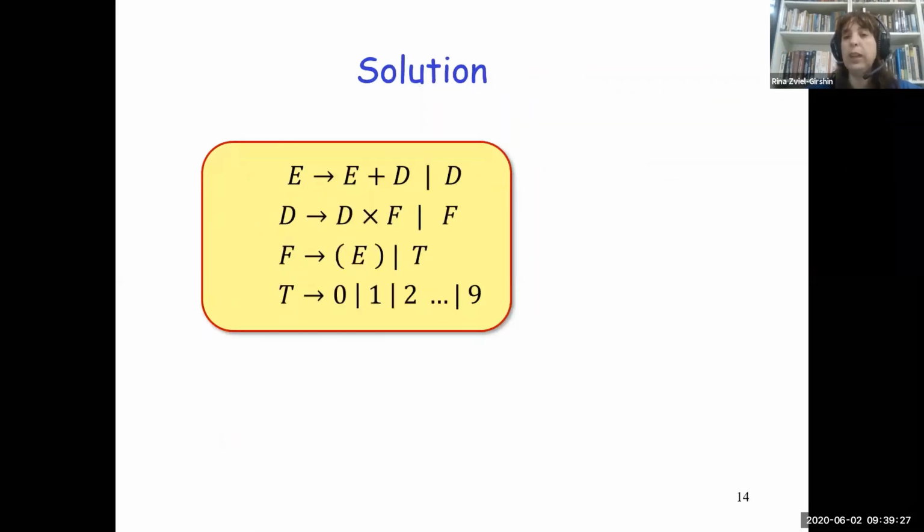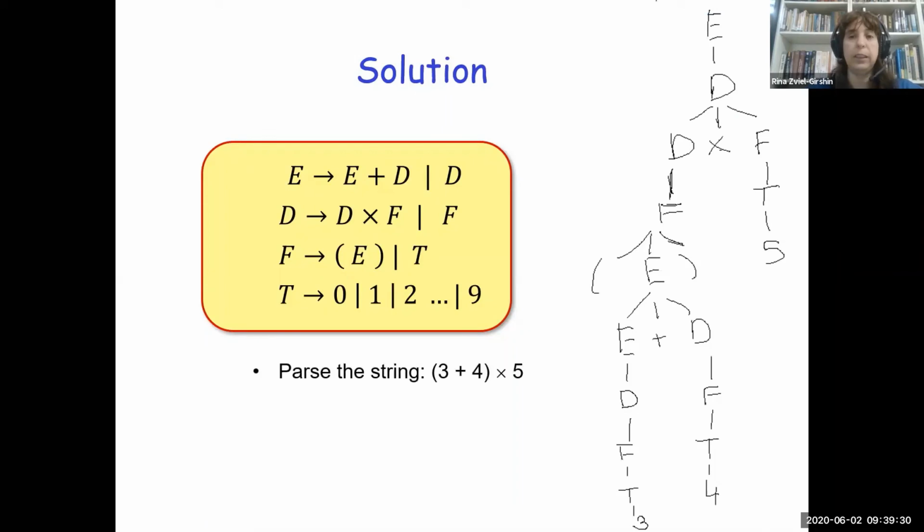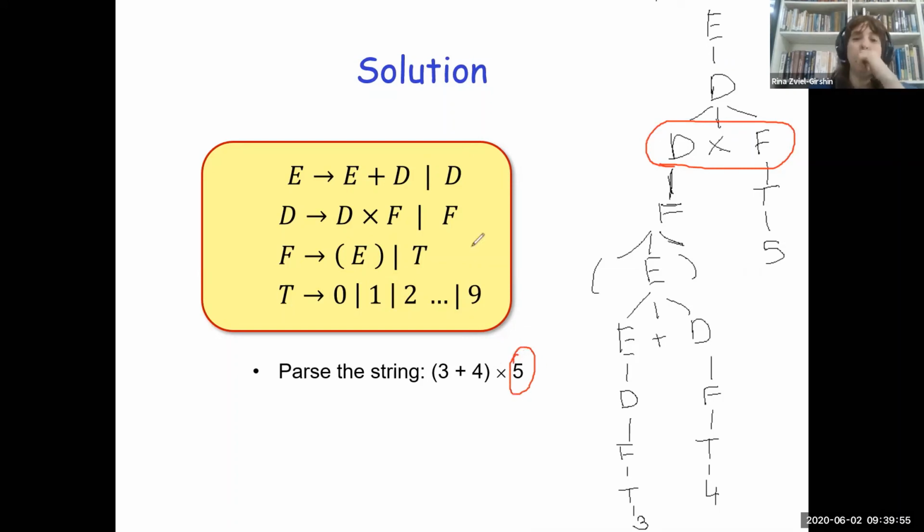And yes, you're right. The tree here is a little bit complicated. So I move from E to D, and I move from D to D multiplication with F. And from what I see after multiplication, I have a single digit. So I will use F, I will derive T, and I will derive 5. So I finish with multiplication and 5.